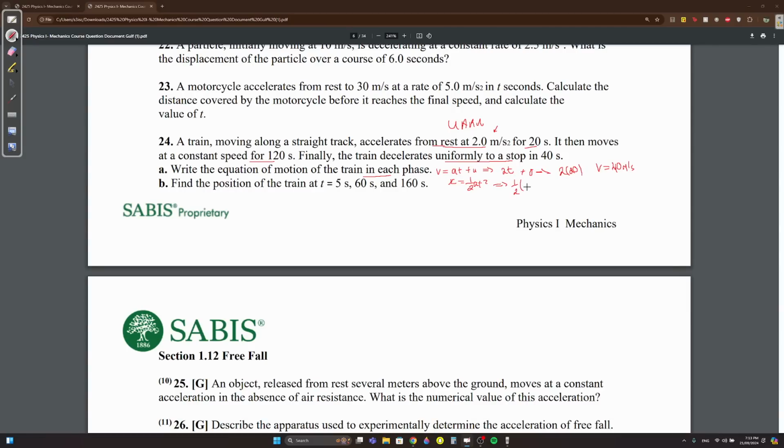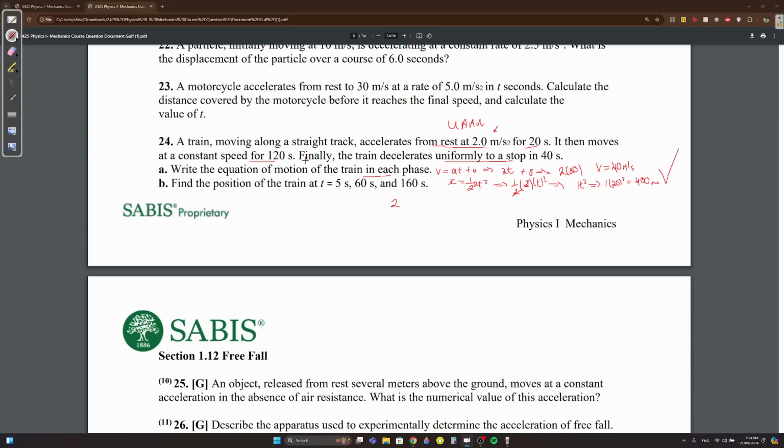Half acceleration is 2 times, we just keep it in terms of t squared. Okay, which is 2 cancels with 2, it's 1, so 1t squared. And in this case, it's 1 times 20 squared equals 400 meters. If you have this correct, this is it for phase 1.